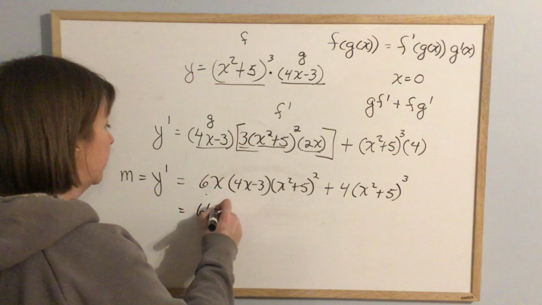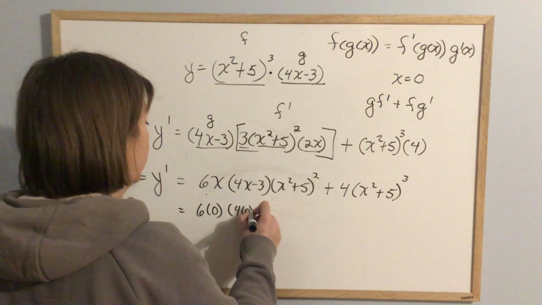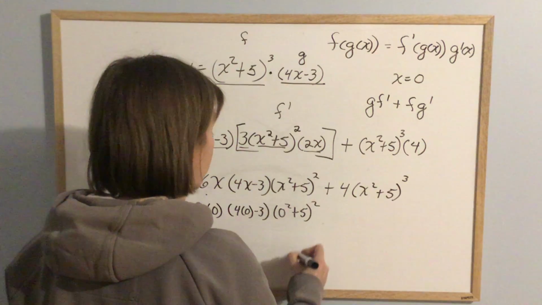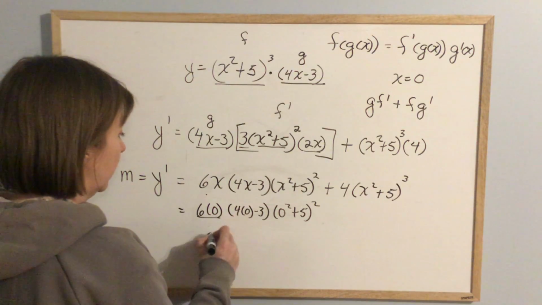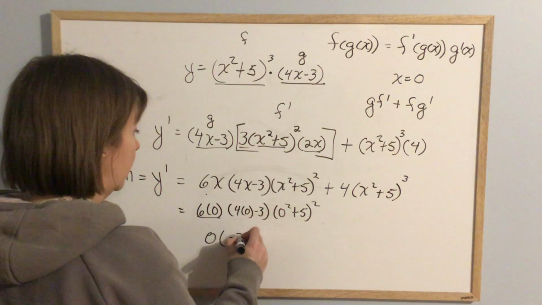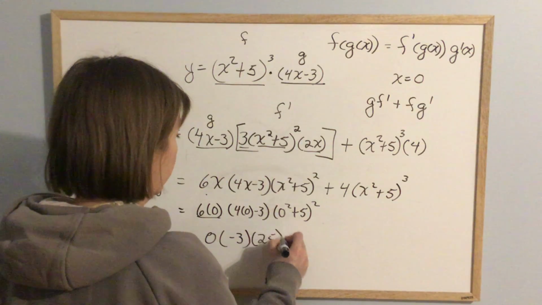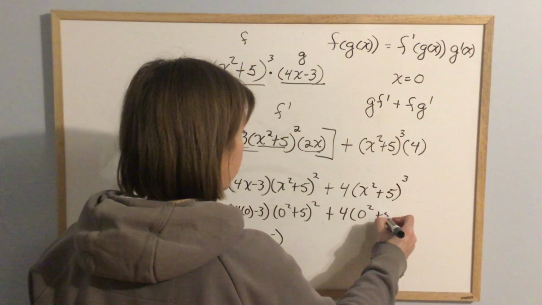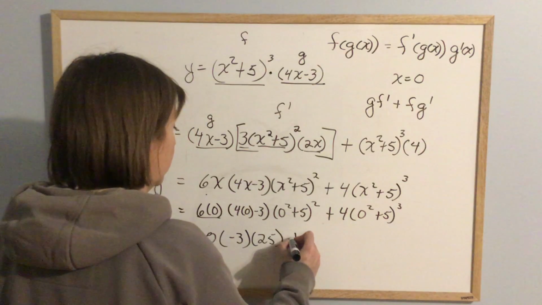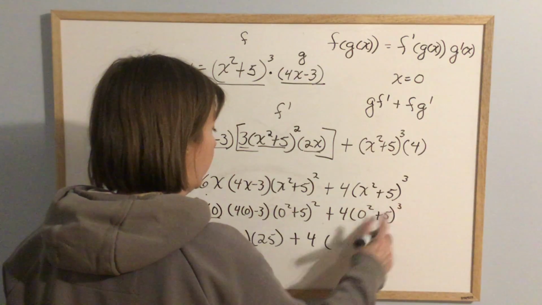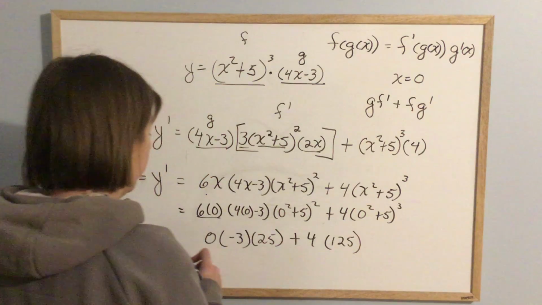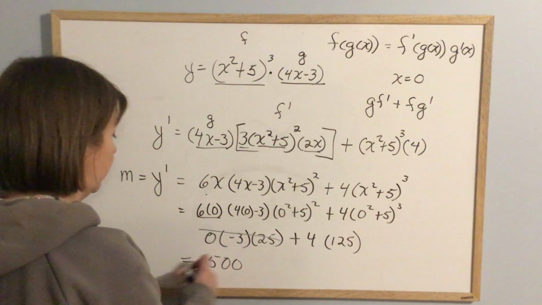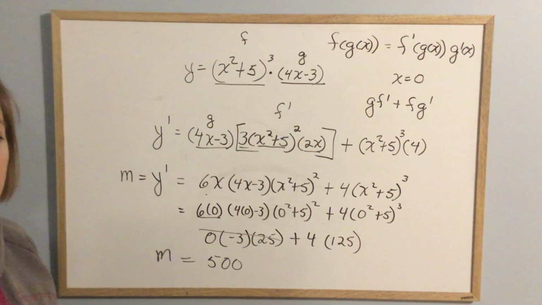So this is 6 times 0 times 4 times 0 minus 3 times 0 squared plus 5 squared. So this is 0 times negative 3 times 25 plus 4 times 0 squared plus 5 cubed. So this would be 4 times 5 cubed, which is 125. So that's all 0. 4 times 125 is 500. So the slope of my tangent is 500.